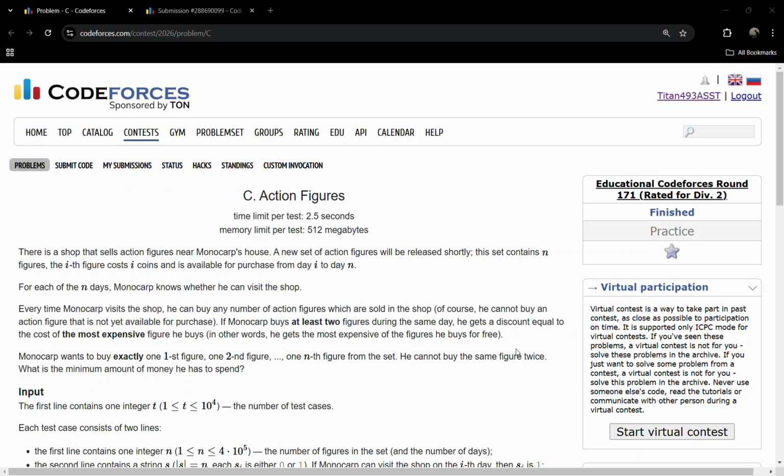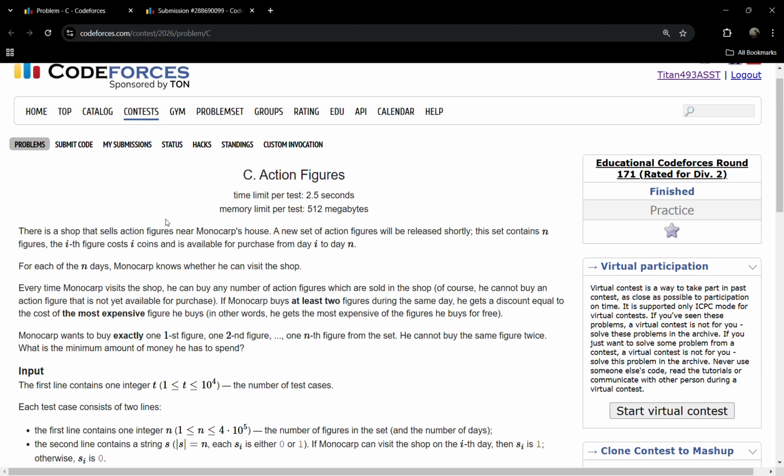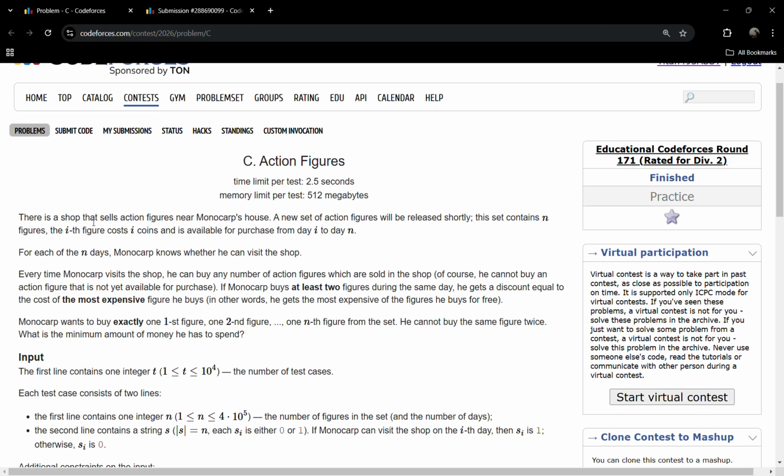Today we are going to solve this question, Action Figures, on Codeforces, which is from the recent Educational Codeforces Round, rated for Division 2. The problem states that there is a shop that sells action figures near Monocarp's house. A new set of action figures will be released shortly. The set contains n figures. The ith figure costs i coins and is available for purchase from day i to day n.